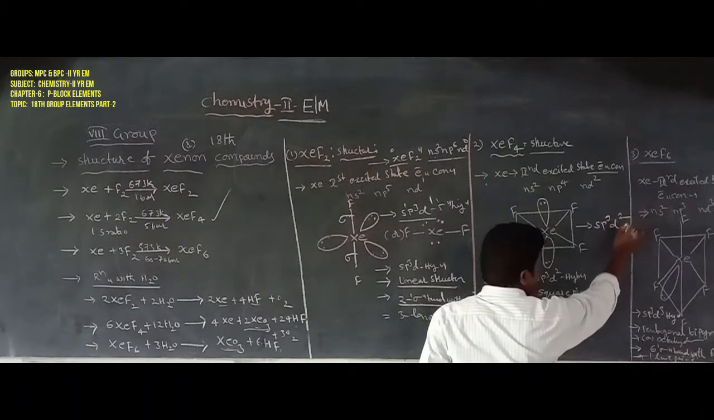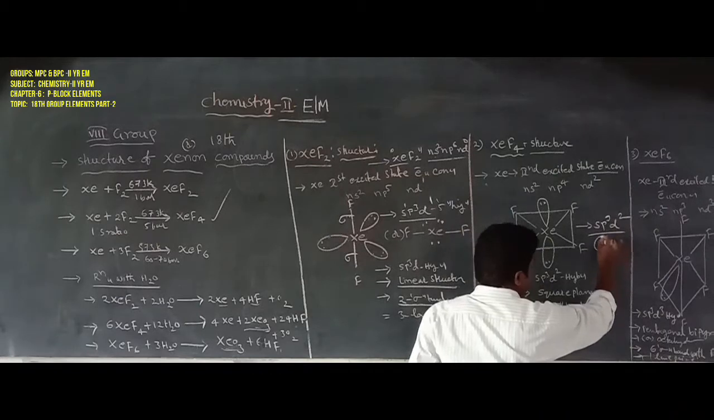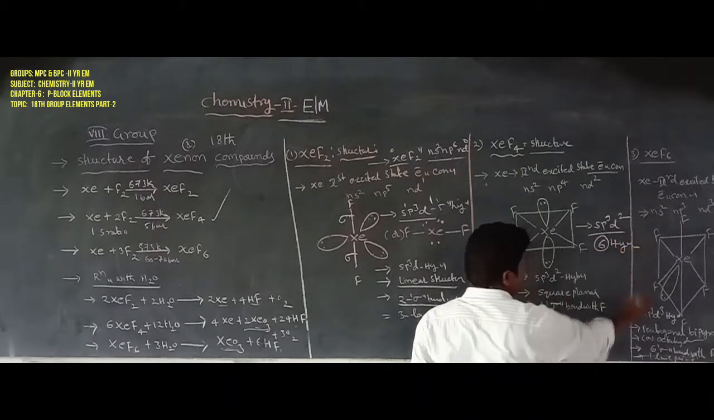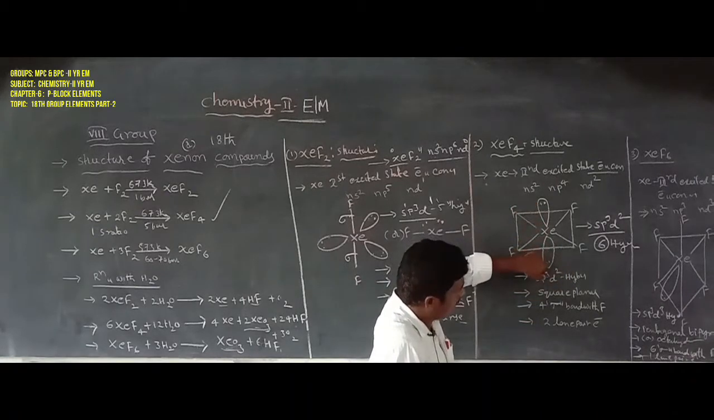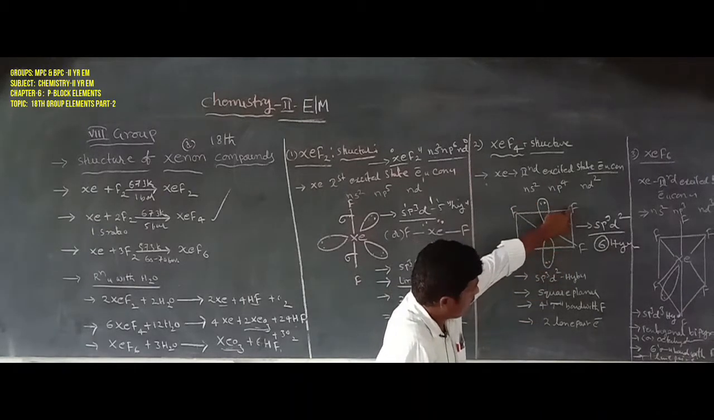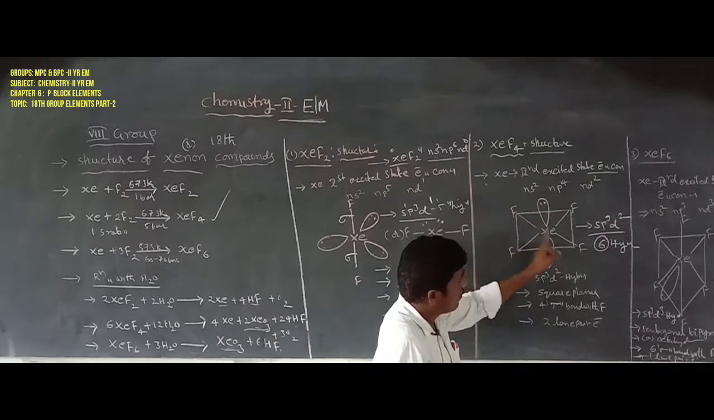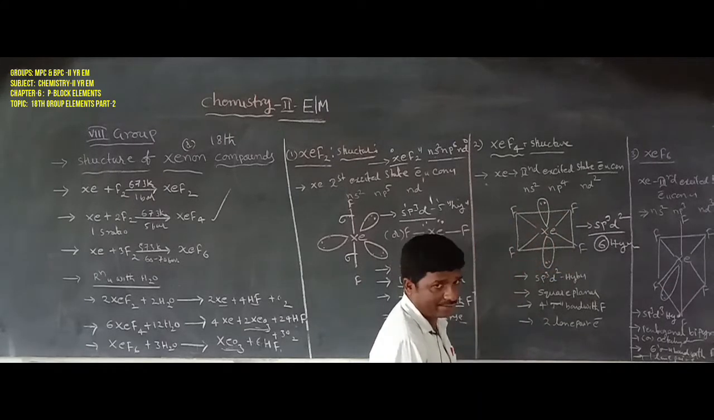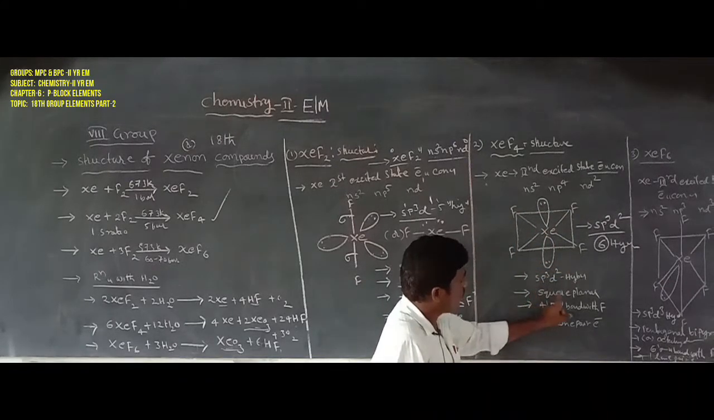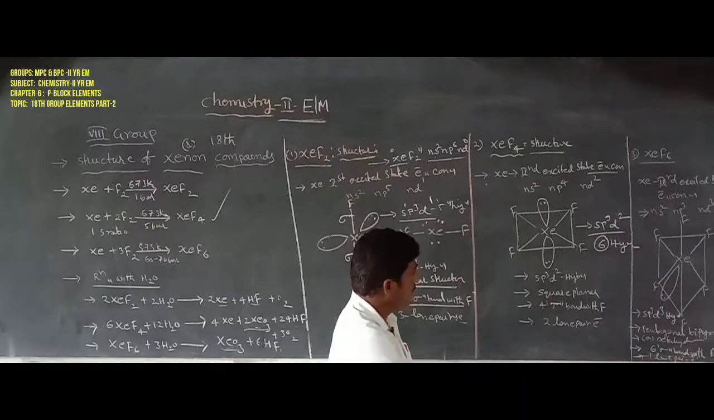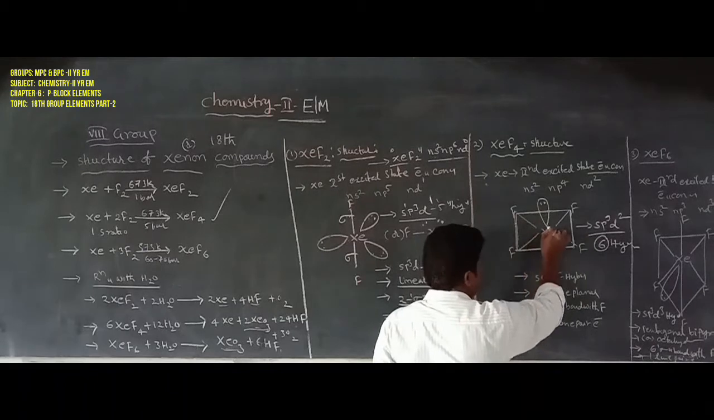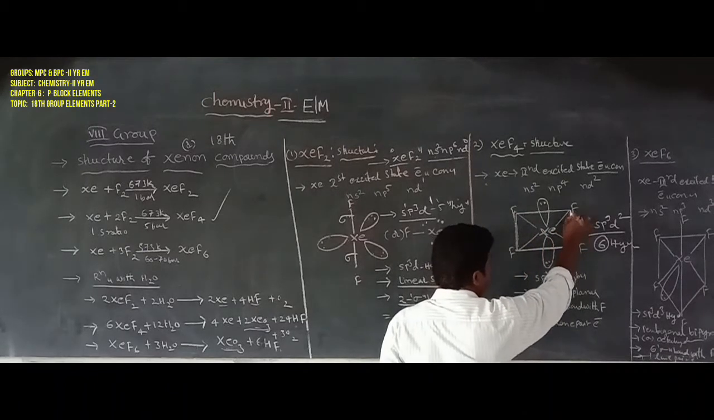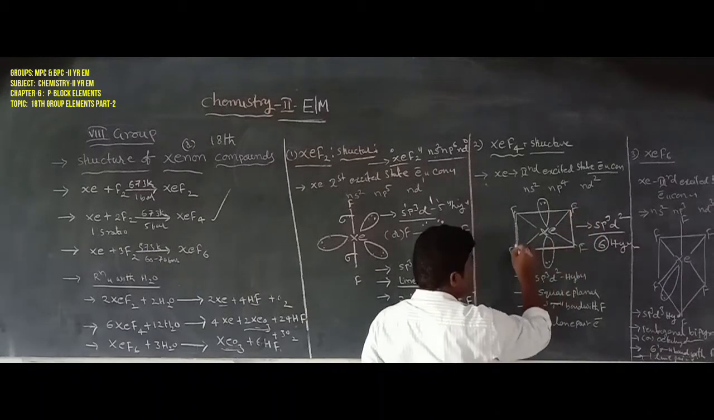sp3d2 hybridization forms 6 hybrid orbitals. Of the 6 hybrid orbitals, 2 are lone pair electrons and 4 are bond pair electrons. That is, the 4 fluorine atoms bond with the central metal atom xenon, then form the square planar structure. Here is the square planar structure. The central metal atom xenon bonds with the 4 fluorine atoms, 1, 2, 3, 4.